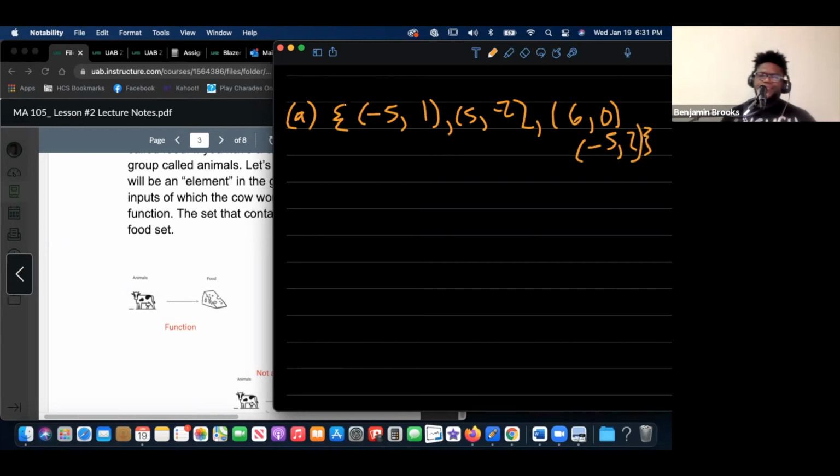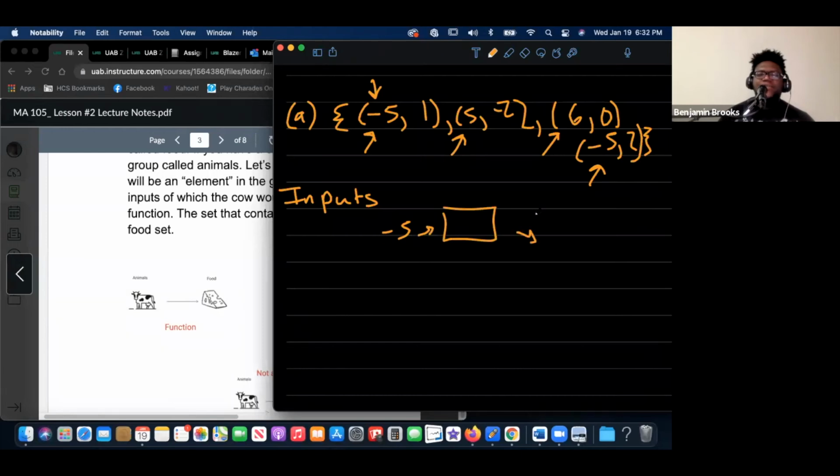Basically, we have a situation where all of the first numbers denote our inputs. So in this particular relationship, if I plug -5 into my factory, you can think of this like a little factory, I get 1 out of my factory, because these are the set of outputs. The second number denotes your output.